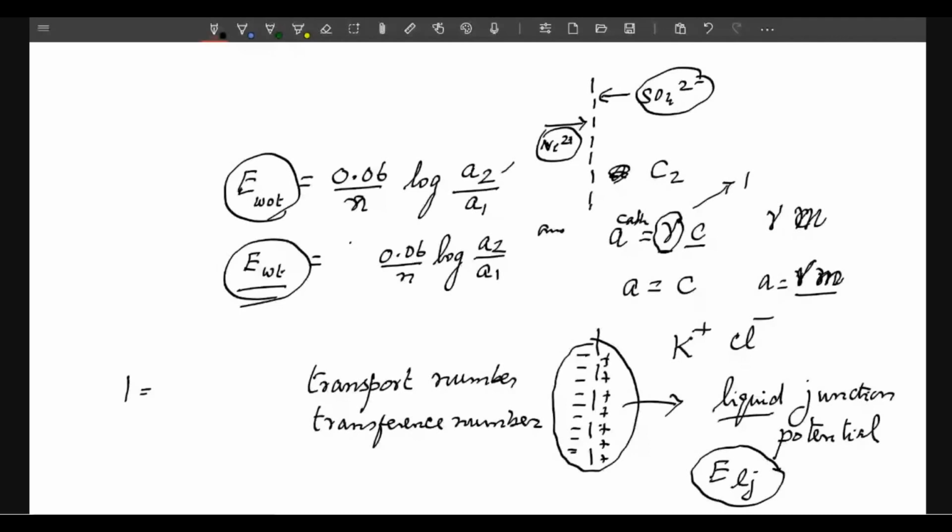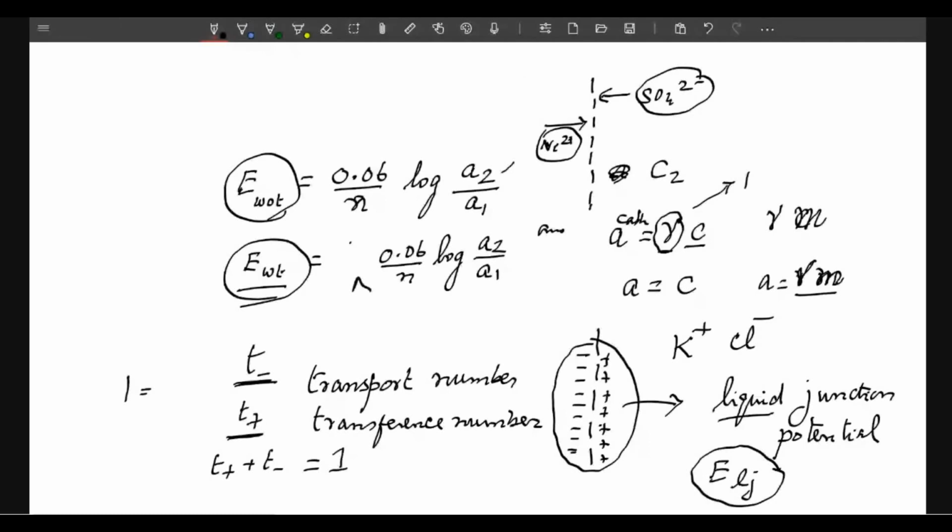the remaining current would be carried by the other ion. The transport number is represented by t. The anion's transport number is t minus, the cation's is t plus. t minus is the fraction of the current carried by the anion, and t plus is the fraction of the current carried by the cation. Therefore, t plus and t minus will always add up to 1. Making use of it, the transport number is present in this equation.